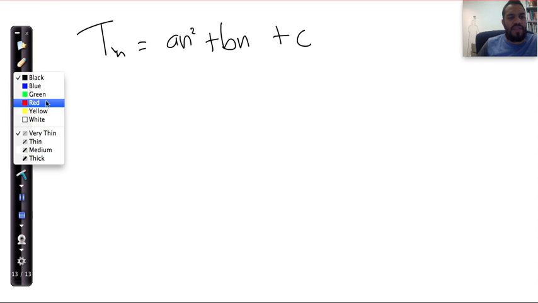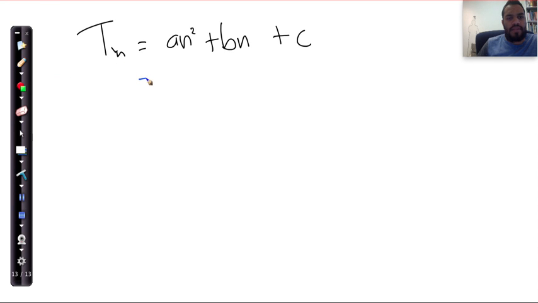Okay, so let's see what we get. In general, we have Tn equals an squared plus bn plus c. And what does this give me? Well, it's going to give me the following. Tn equals 1n squared minus 1n plus 1. And that simplifies to n squared minus n plus 1.